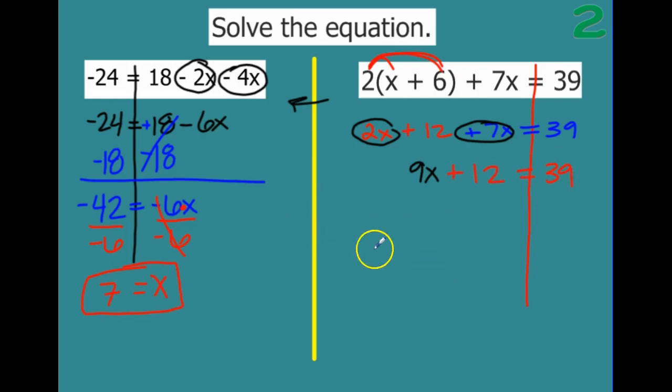And then, like we've been doing, get rid of addition and subtraction. So I'm going to subtract 12. We have 9x equal to 27. And then divide by 9. 27 divided by 9 would give us 3. And if you're not sure if you got it right, you can always plug a 3 back in for x.